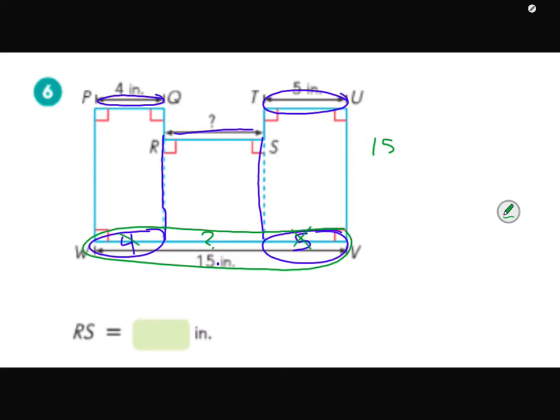If I get rid of these, 10, 11, 12, 13, 14, 15, I see that I have 6 left over, and 6 plus 4 is 10, plus 5 is 15. So then look, if this piece is 6, then this opposite side is 6, because I know that opposite sides are equal. So then I know that RS equals 6 inches. All right, another one.